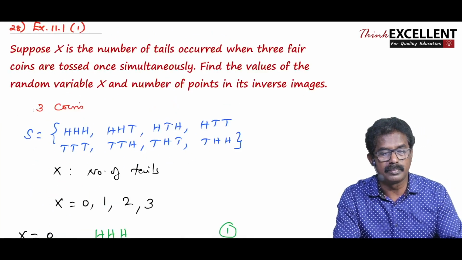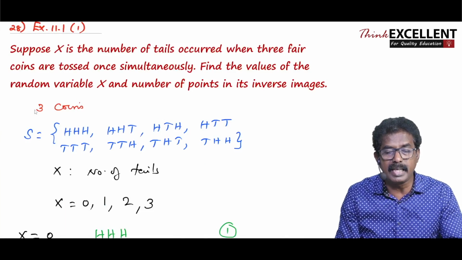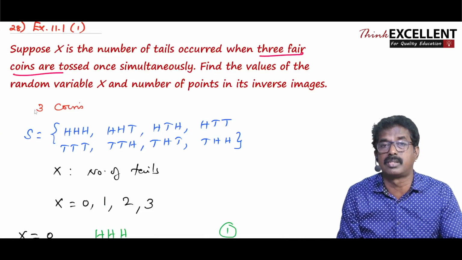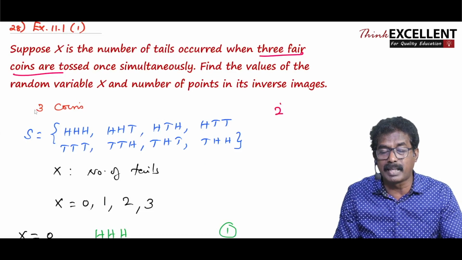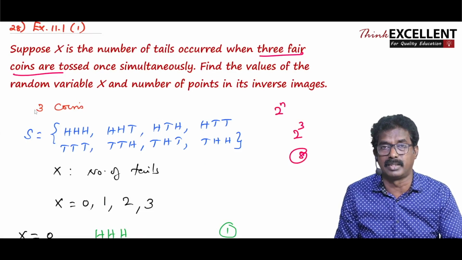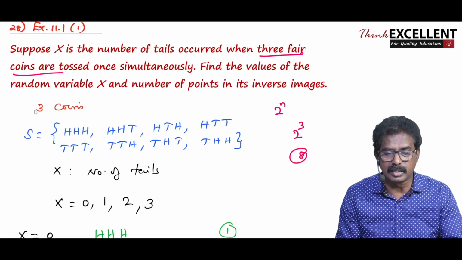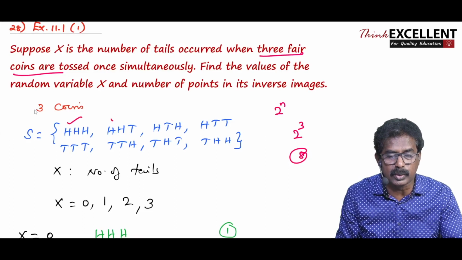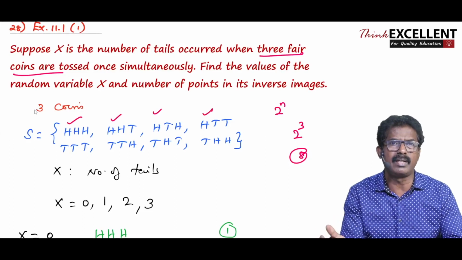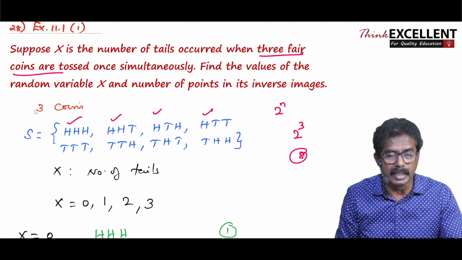28th question. Simple question. X is the number of tails when three coins are tossed. Coins, you remember 2 power n, right? 3 coins, so 2 power 3, 8 sample points you'll get. So HHH, HHT, HTH, HTT. Starting with H, you can write 4. Then for the remaining 4, replace H by T and T by H. So in total we get 8.